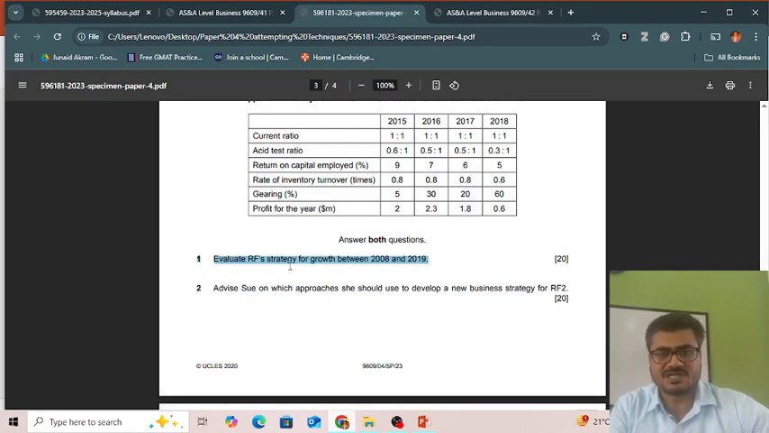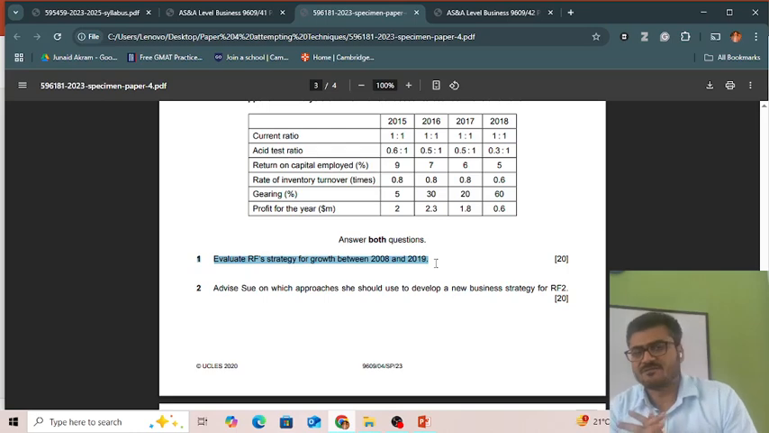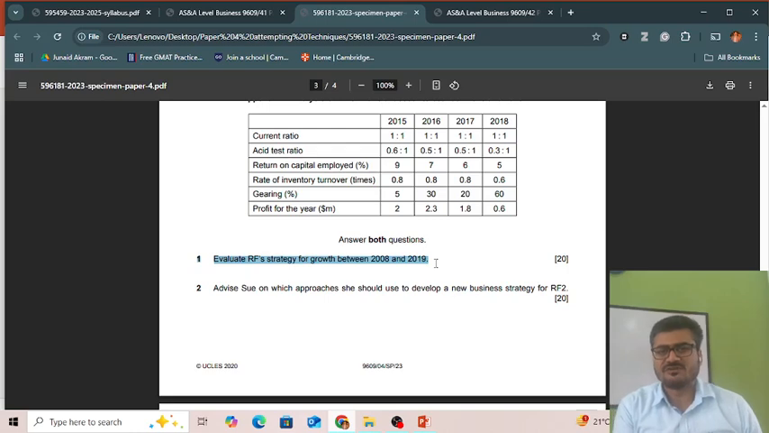Evaluate the RF strategy for growth between 2008 and 2009. The examiner has specifically mentioned the time frame in which you are going to assess the performance of the business. Obviously, it is relevant to the past years, and you need to evaluate whether the courses of action that the business adopted in those years were successful, and if successful, why they were successful.